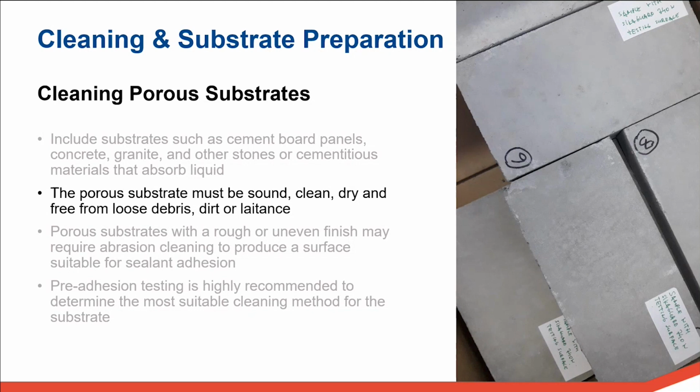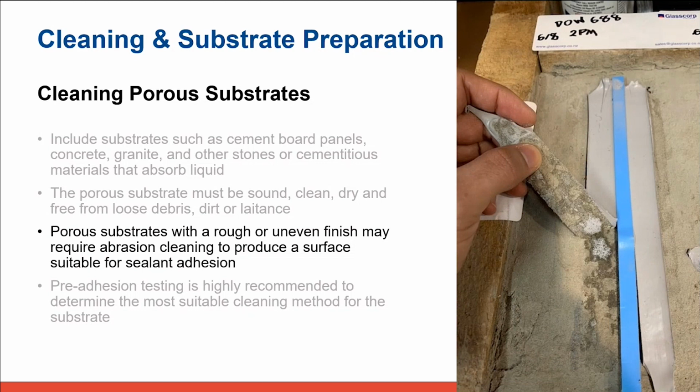It's important that the substrate you're working with and the surface that you're sealing to is sound, clean, dry, and free from any loose debris or material. You may find that porous substrates with rough or uneven surfaces are difficult to clean using that two-cloth cleaning method, and may instead require abrasion cleaning in order to produce a surface that will allow sealant to adhere.